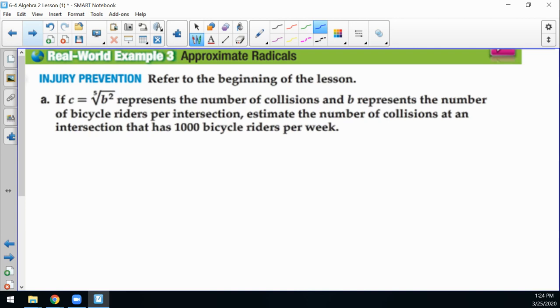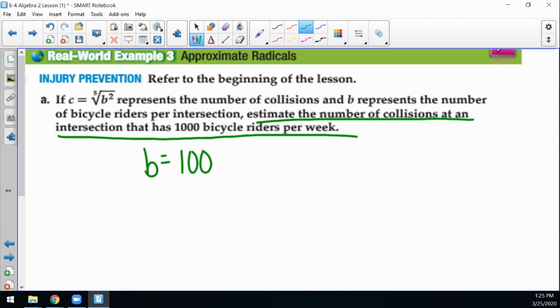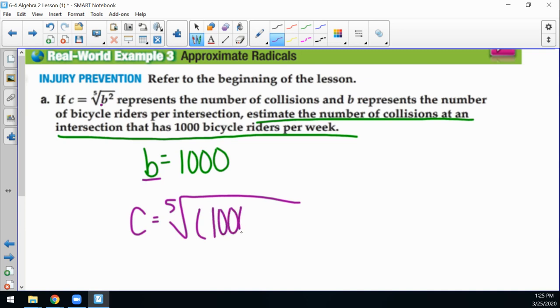All right, so now we're going to approximate some. Okay, so the problem says c is equal to the fifth root of b squared. c represents the number of collisions, and b represents the number of bicycle riders per intersection. Estimate the number of collisions at an intersection that has 1,000 bicycle riders per week. So what that's saying is that b is equal to 1,000, right? So we let b be 1,000 in this problem. We're going to say c is equal to the fifth root of 1,000 squared, right?